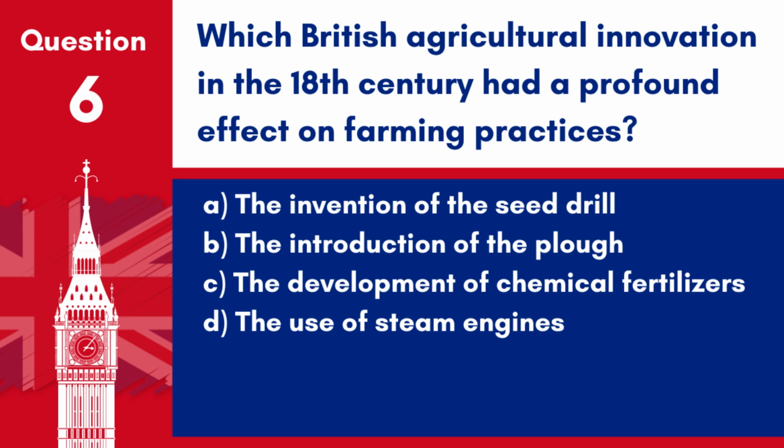Question 6. Which British agricultural innovation in the 18th century had a profound effect on farming practices? A. The invention of the seed drill. B. The introduction of the plough. C. The development of chemical fertilizers. D. The use of steam engines.